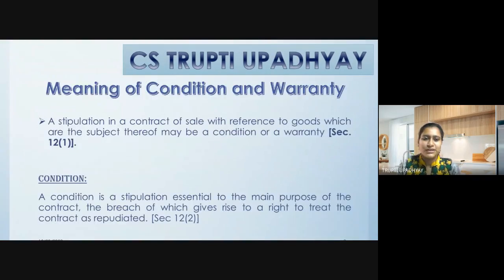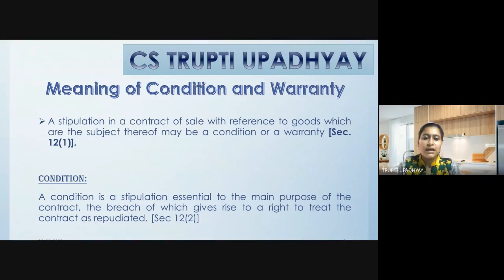Now let's start with the meaning of conditions and warranties. Before starting with conditions and warranties, we should understand the meaning of stipulation. Stipulation means any kind of terms and conditions which need to be fulfilled first, and thereafter the ownership of the goods can be transferred. That is called stipulation. And stipulation may be in the form of a condition or a warranty.